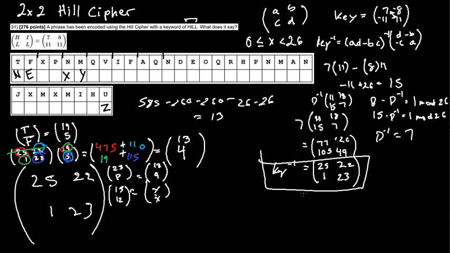Last tip: don't do this one before your other ciphers. They're probably easier, well, not easier, they just take less time. This was the 2x2 Hill cipher. Thank you.